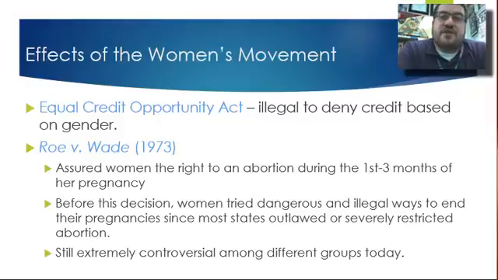And probably the most controversial item to come out of the women's movement is the abortion case, Supreme Court case, Roe versus Wade in 1973. What this case does is the Supreme Court assures women the right to an abortion during the first 3 months of her pregnancy. She has the right to choose. Before this decision, because abortion was outlawed in states and severely restricted in other states, women tried dangerous and illegal ways to end their pregnancies, which would put their life at risk as well. And this case is still brought up today. The abortion issue is still extremely controversial.